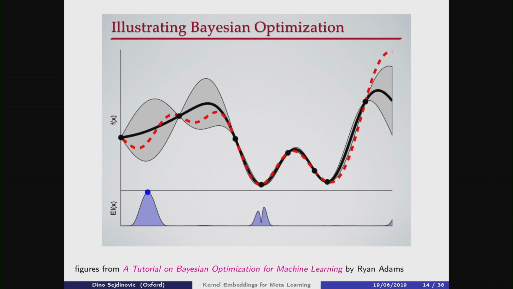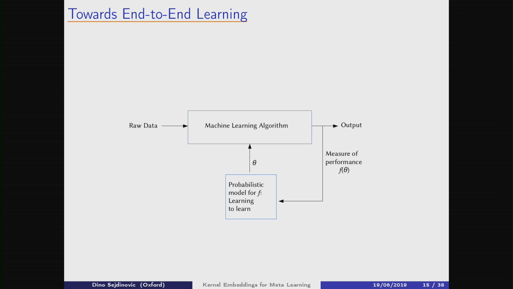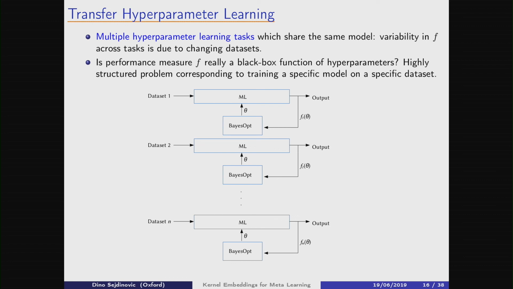Okay, great. So that now allows us to replace this human in the loop with a probabilistic model for F. That's sometimes called learning to learn. Using the output, we get some measure of performance evaluated at particular thetas, and the probabilistic model tells us which thetas to query next. Okay, so what this application of kernel embeddings is about is transferring information across multiple hyperparameter learning tasks.